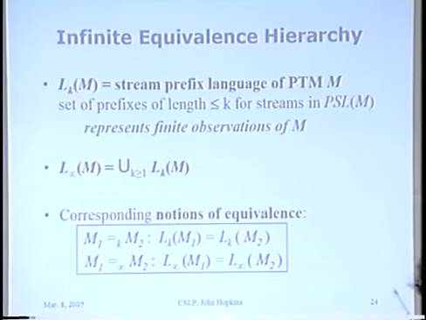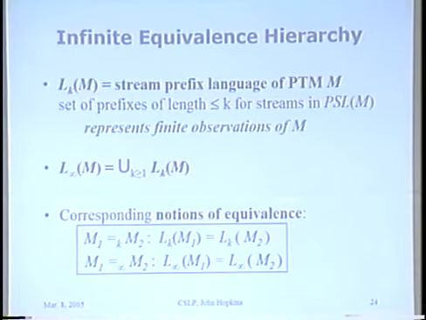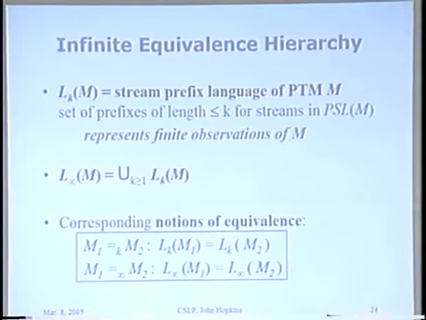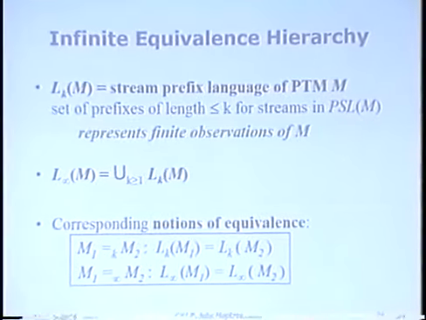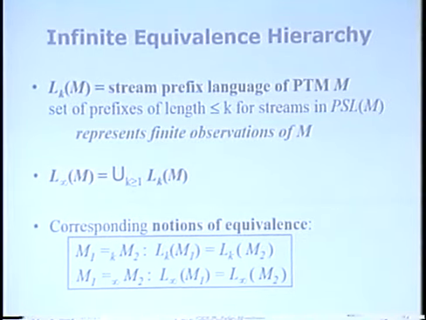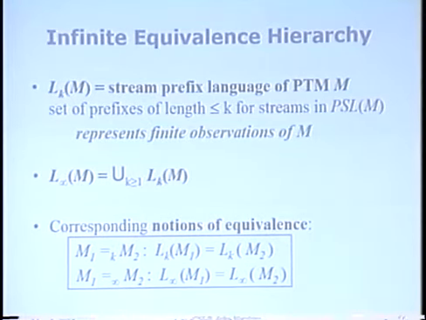Okay? So let L sub k of M be the set of prefixes of its streams, where these prefixes are of length k or less. So this represents finite observations of your PTM M. You can only observe it for k interactions or less. And so what you observe during that time, that set of observations, is L sub k of M.